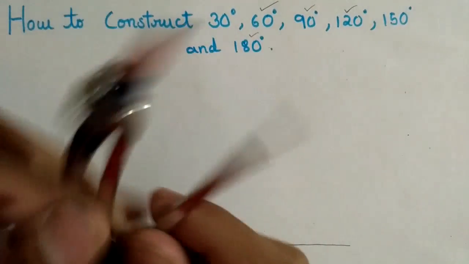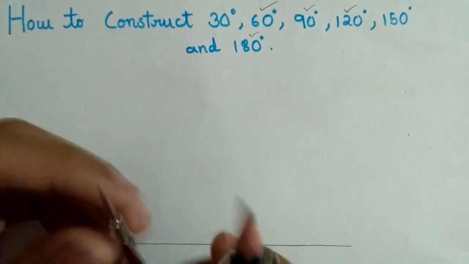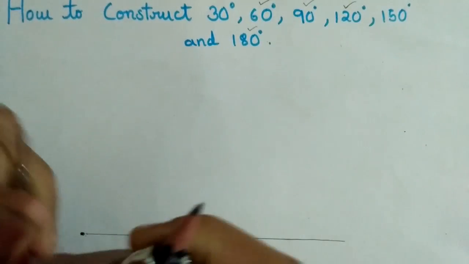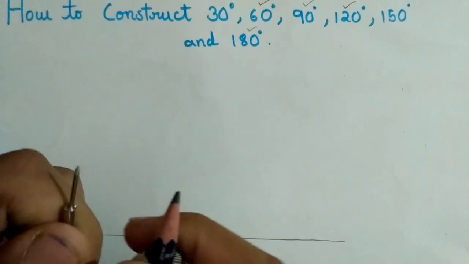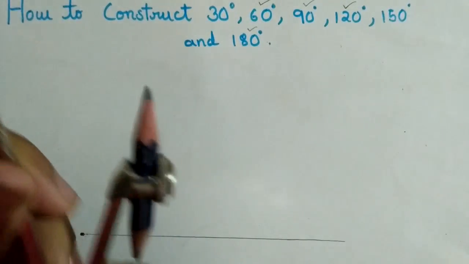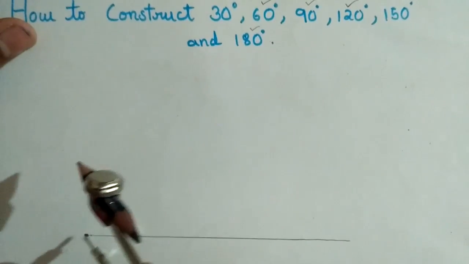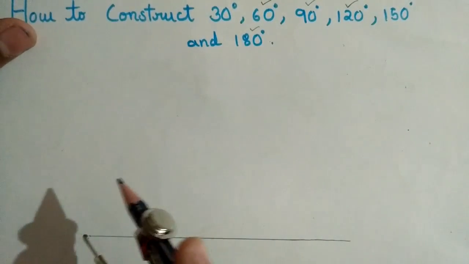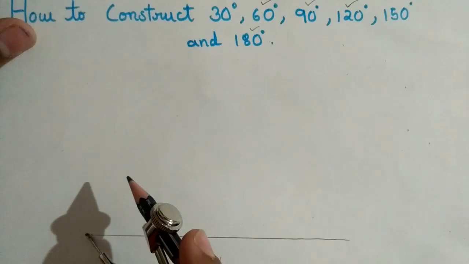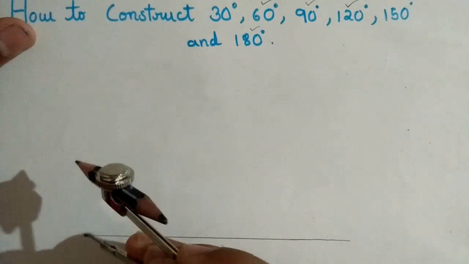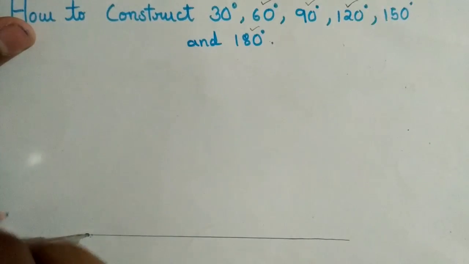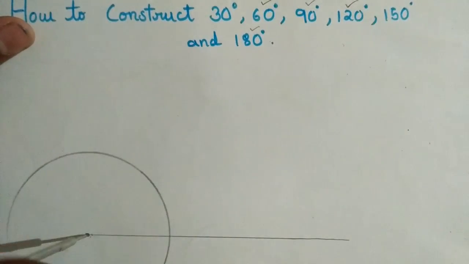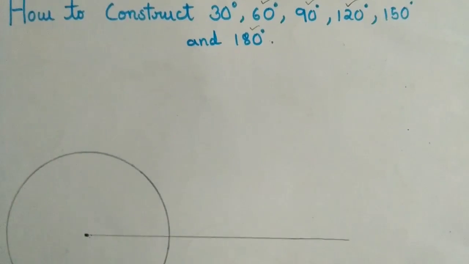To construct a 60 degree, from your compass you can take any big arc as you want. It is according to the question given in the exam. I will not take a much bigger one, it's a medium size. Now keep the point perfectly on the point which you marked on the line segment. Keep it perfectly and draw an arc. You can see friends, this is the arc, any arc I have drawn here.